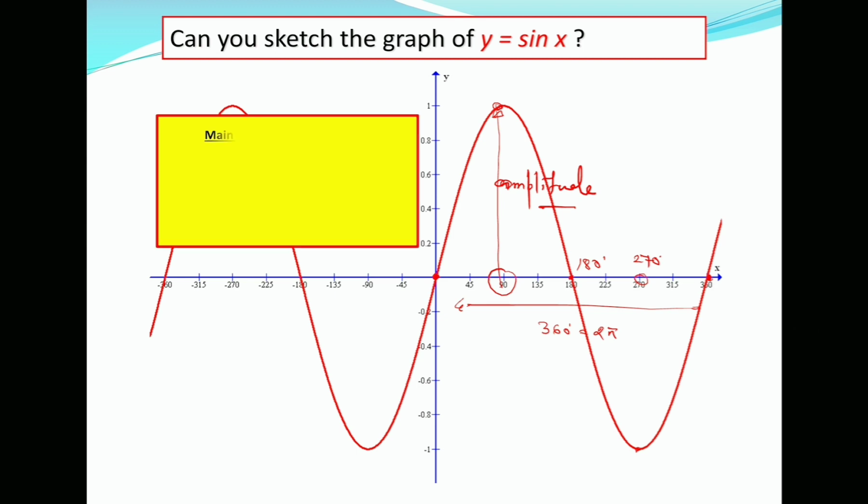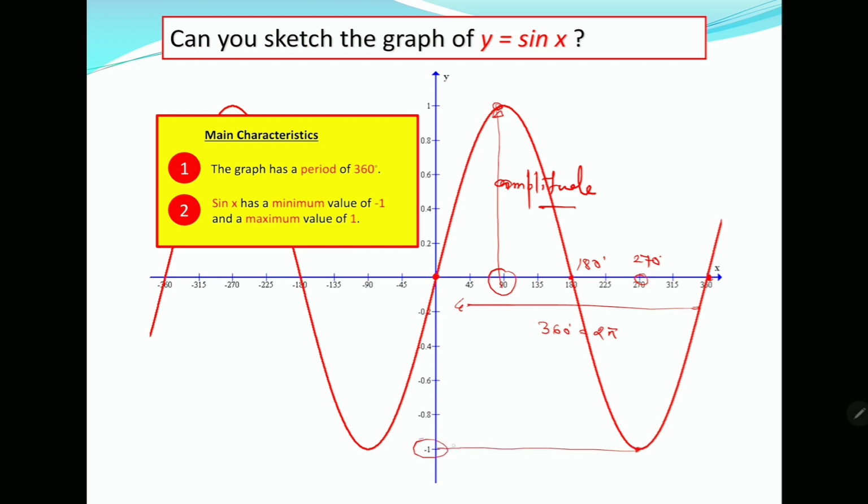Right? Now, the main characteristics. First, the graph has a period of 360 degrees. Next, sin x has a minimum value of -1 and a maximum value of 1.